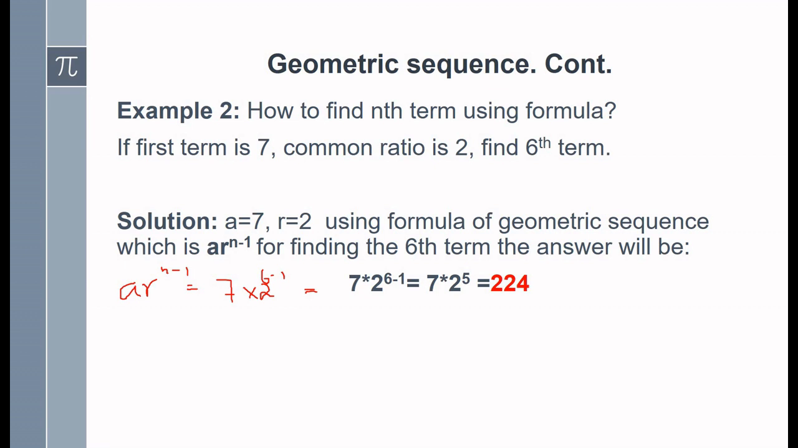So let's see another example where we need to find the nth term using the formula. If the first term is 7 and the common ratio is 2, we need to find the sixth term of the geometric sequence. So how will we do that? We use the formula which we covered in the previous slides, which is ar to the power n minus 1. In this case, a, the first term, is 7, and the common ratio is 2. We need to find the sixth term in the geometric sequence, so we'll put in the value of n here, and we'll compute this equation, and we got 224. So 224 is the sixth term in the sequence.